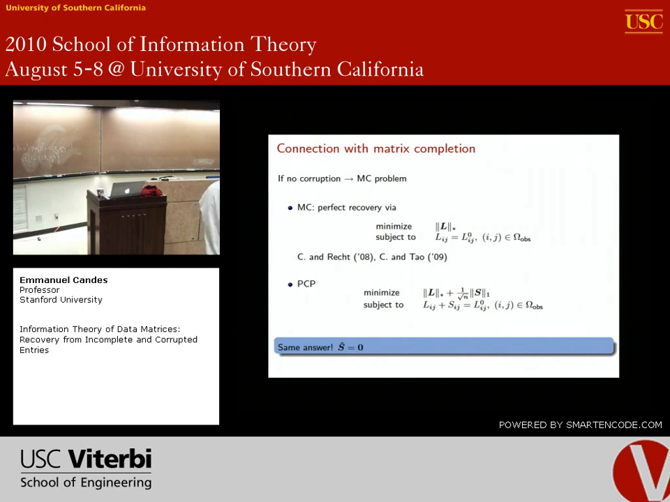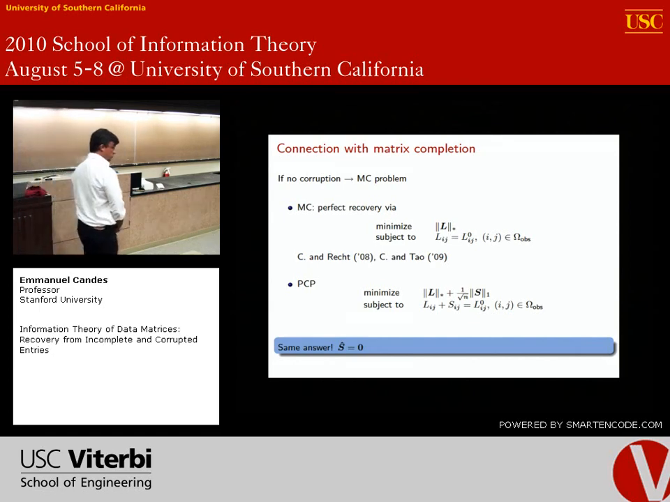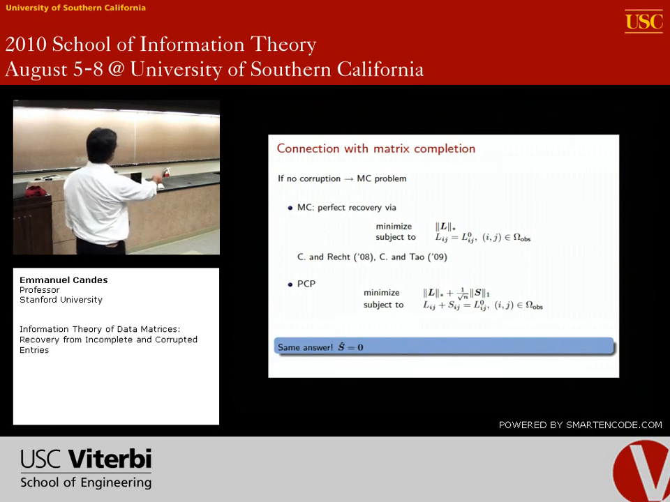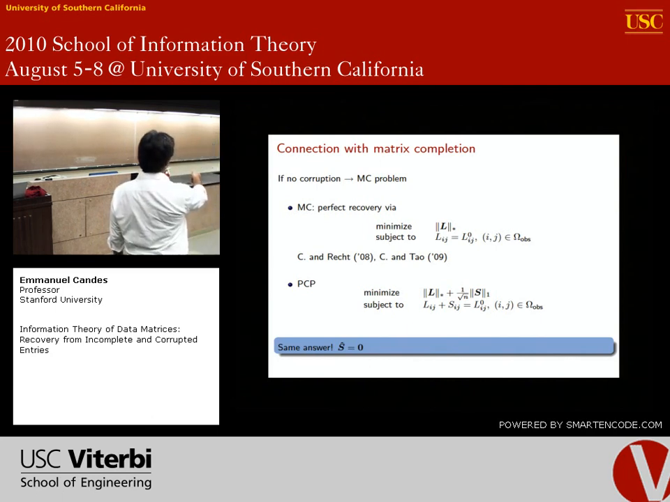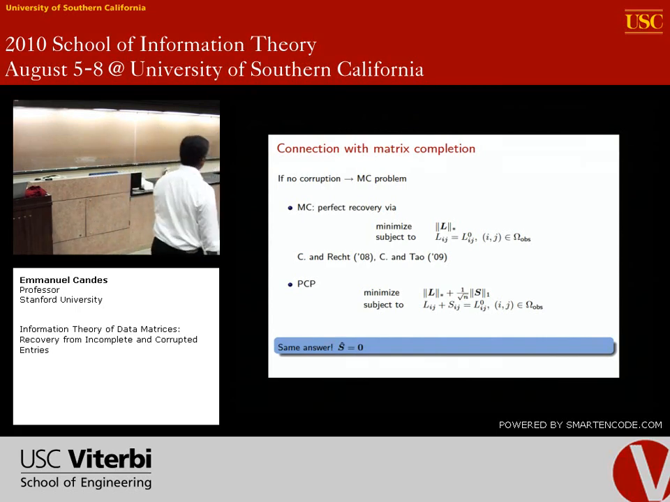Okay, so when there's no corruption, we've seen that we minimize the nuclear norm, and that works. So if you have no corruption, you have a pure matrix completion problem. When there's corruption, something interesting occurs: we augment this with an S term, which can account for the corruptions. And when there's no corruption, this works equally well, which is kind of funny, because it will say that S is 0. So even though you did not know there was no corruption, it will actually find that S is 0, which is a bit unexpected.